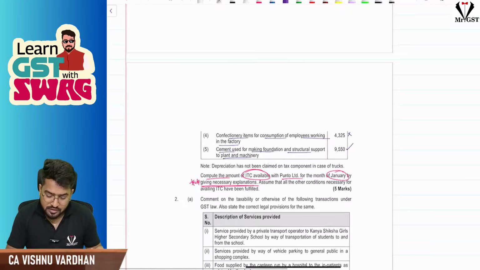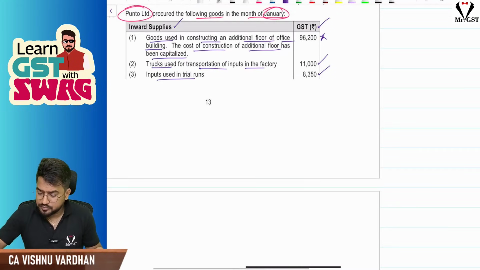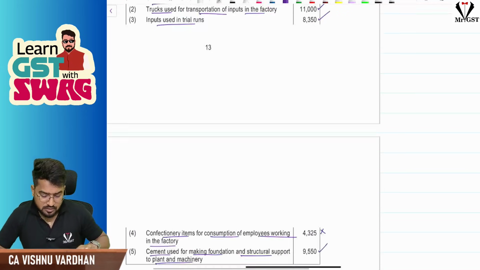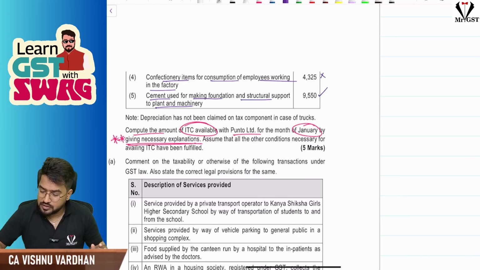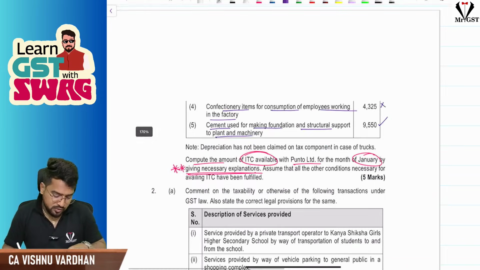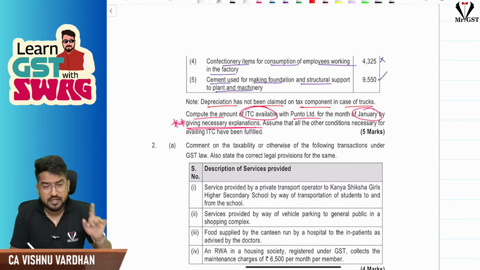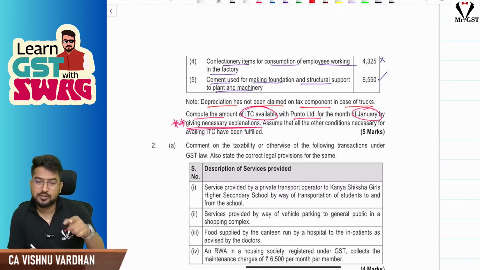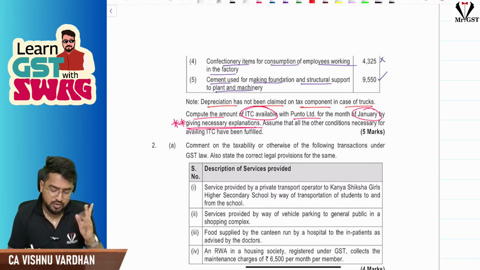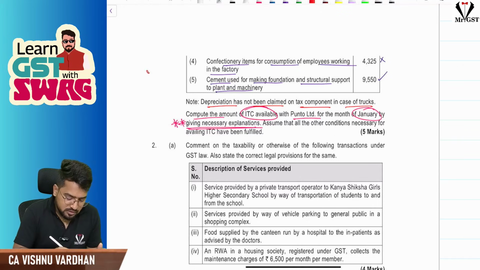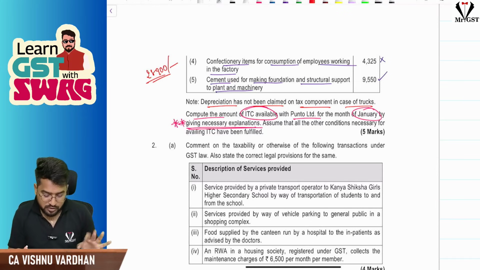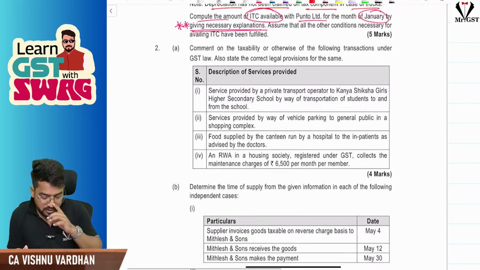So what is the total ITC you can take? You can take ITC 11,000 plus 8,350 plus 9,550. So total 28,900. And there is one more point given here. Depreciation has not been claimed on the tax component in case of trucks. Suppose they had told us depreciation has been taken on the tax component in case of trucks, you could not take ITC on that also. Hope you remember that. So the answer is 28,900. That is the point. Right. Now let us move on to the next question.